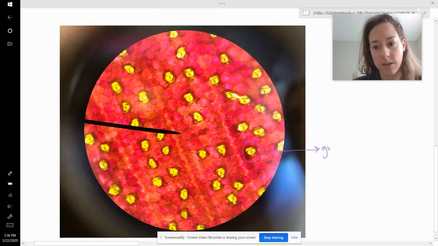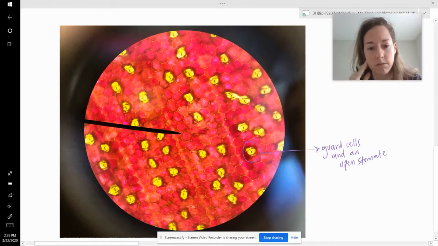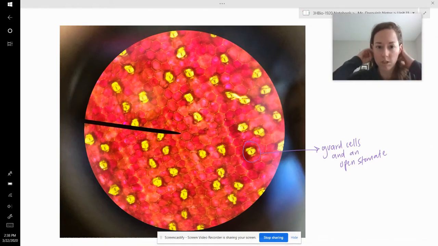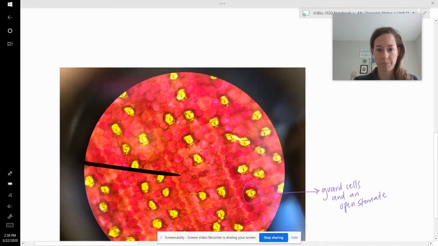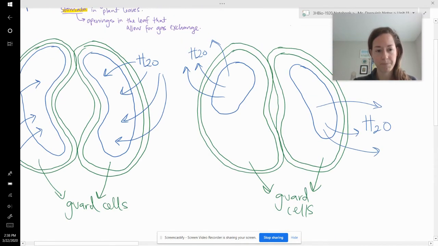This is guard cells and an open stomate. If you can't see the eye part in the middle, the open space, then the stomate is closed. So this one looks a little bit more closed than the one that I circled the first time, but that's what they really actually look like under a microscope. Okay, so let's go back up here and talk about them.